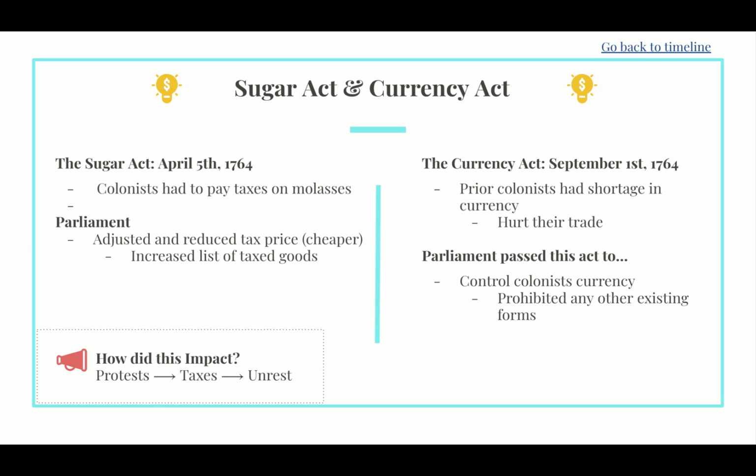But instead of just leaving it at that, the list of taxed goods became larger, and this evolved into the Currency Act. This hurt the colonists' economy because the colonists already had a shortage of currency, and they relied on currency a lot for trade. This act restricted the colonists' paper money. It prohibited any money other than the existing currency that Britain used. The colonies suffered greatly and ended up protesting, which led to more taxes, which then led to unrest that did eventually lead to the revolution.